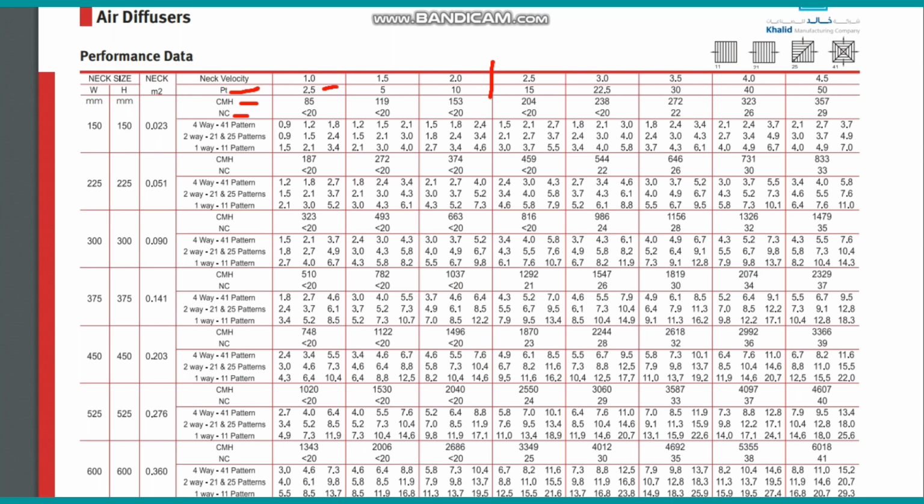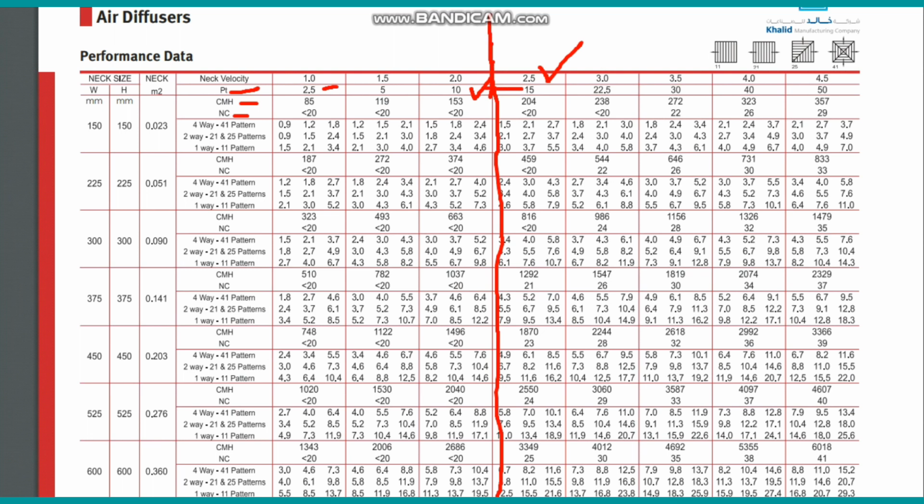And CMH is airflow, cubic meter per hour, they have given, and NC value, like I showed you, 25 to 35 for the office application we are considering. So we will just put your line here. We will not cross this value because the Pascal value we fixed is 10 Pascal maximum. 2.5 meter per second is acceptable, but the Pascal value is exceeding 10 now. So we are stopping at this point.